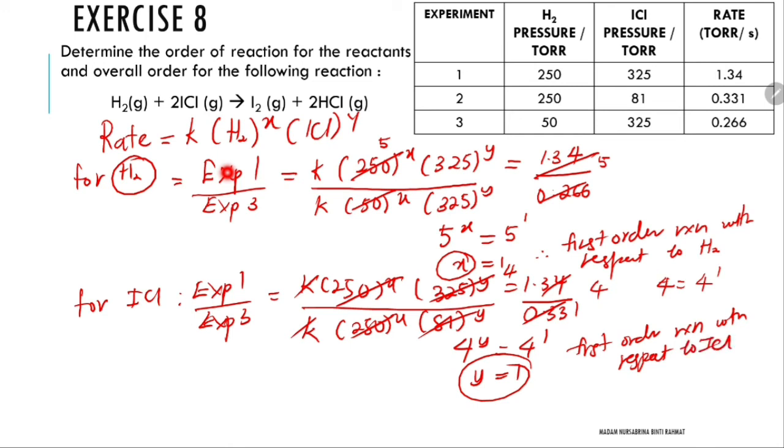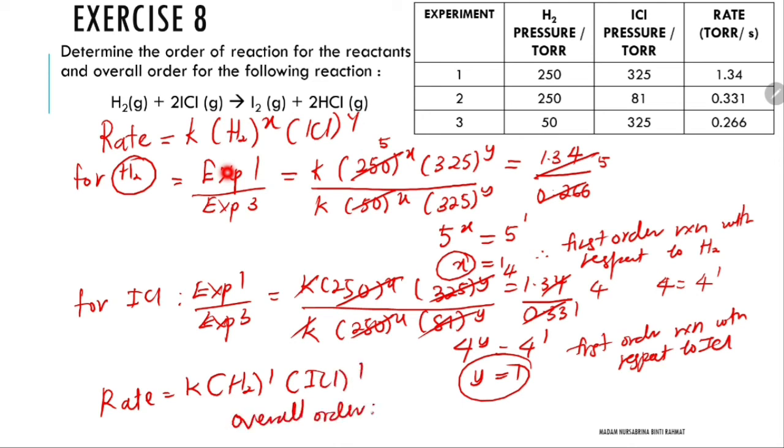For the overall order, write down the rate law first. Then you just need to add up both individual orders of reaction, which is 1 plus 1 equals 2, so second order. Just to remind you, I use a round bracket here because we use the concept of pressure in this question. If it's a concentration, it must be a square bracket.